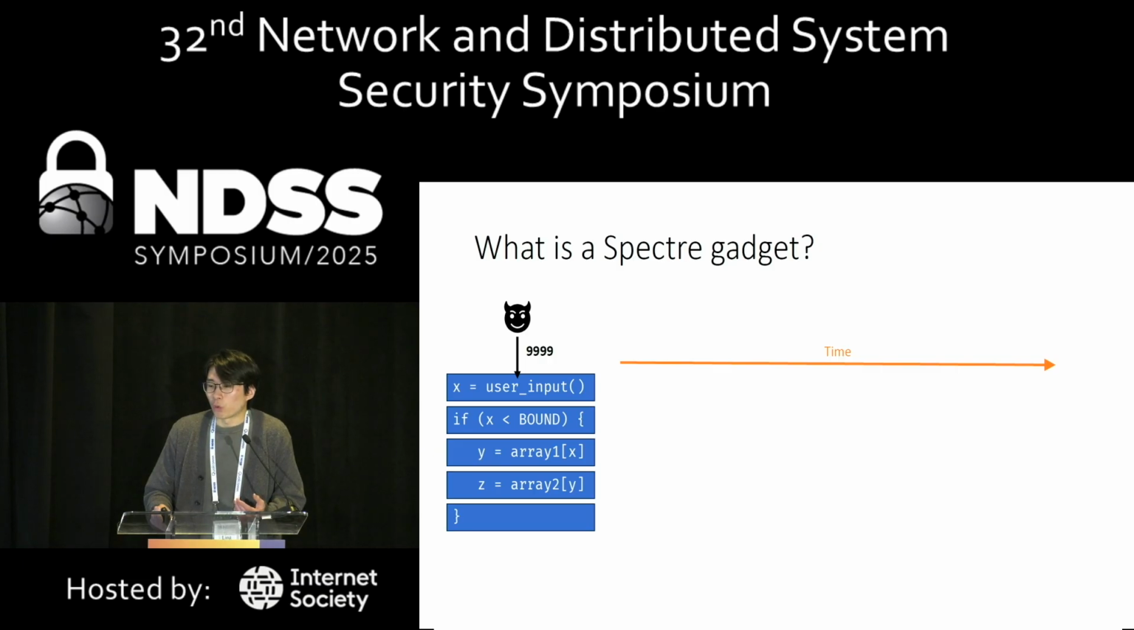First, let me show you what a Spectre gadget is. If you look at this piece of code, it simply takes an input from the user, performs a bounds check on that input, and then does two memory accesses based on the user input.